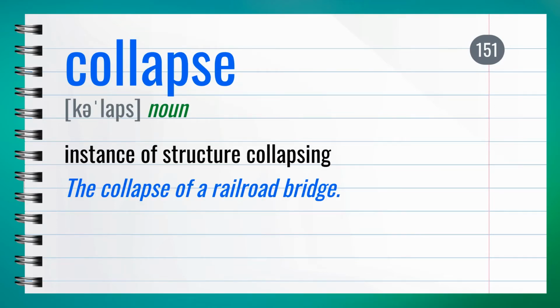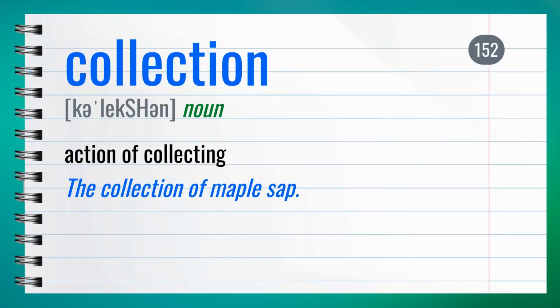Collapse. Collapse means instance of structure collapsing. For example, the collapse of a railroad bridge. Collection. Collection means action of collecting. For example, the collection of maple sap.